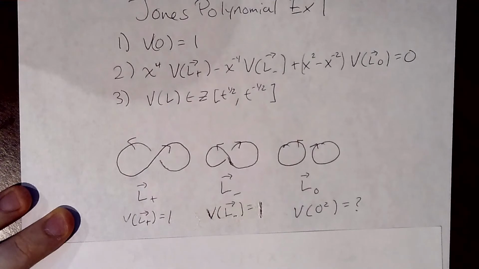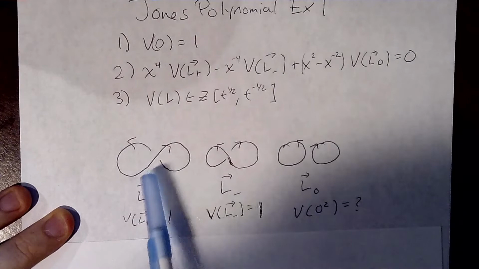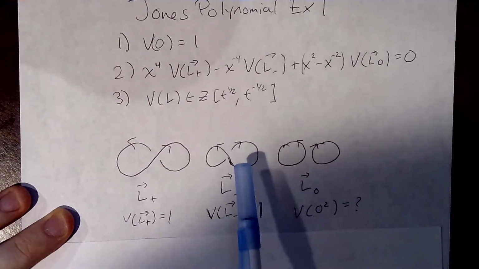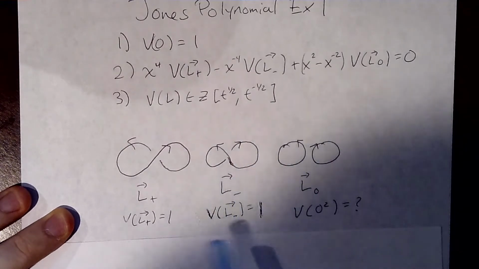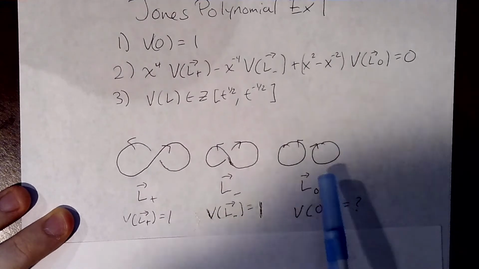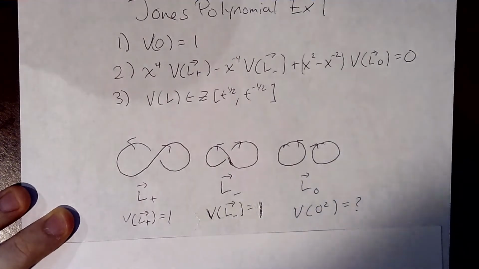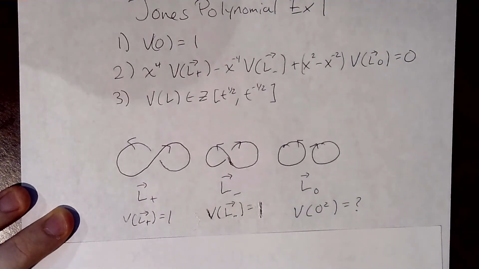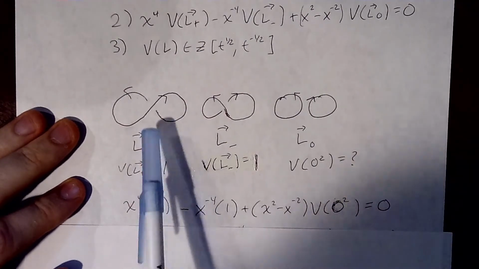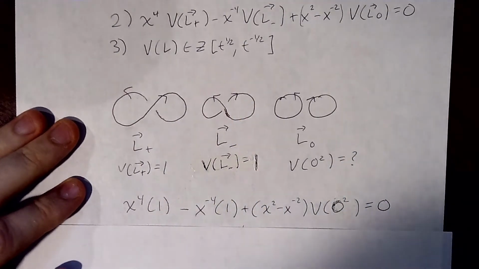If we look at our particular case here, we notice that this is actually just the unknot, and so therefore it has the Jones polynomial of 1. This, the left-handed crossing, is also just the unknot, so it also has a Jones polynomial of 1. This third thing is actually an unlink, which we don't know the Jones polynomial for, but since we know the Jones polynomial for the other two, we can solve for the value of the third. And now we plug in. So the value of the Jones polynomial of the unknot is 1, unknot is 1, and we're solving for the Jones polynomial of the unlink.